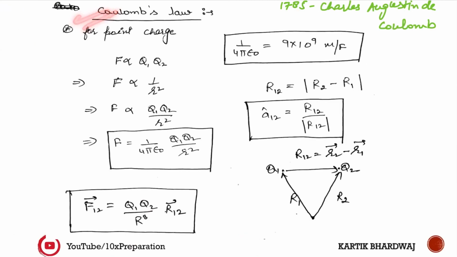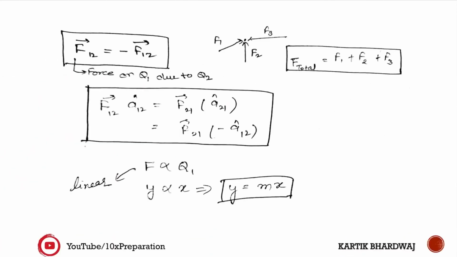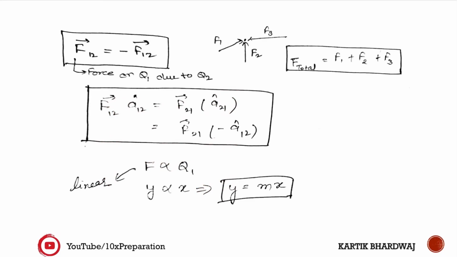In the initial lecture I explained what exactly Coulomb's law is. In the next lecture we will discuss fields, what an electric field is, and how by making use of Coulomb's law we can derive the electric field. Coulomb is the person who first told about force and then derived the electric field, while Gauss is the person who first told about the electric field and then measured force. We will use all these things in the next lecture.